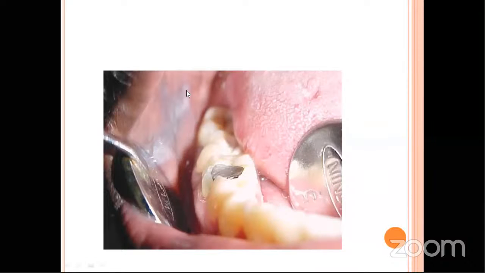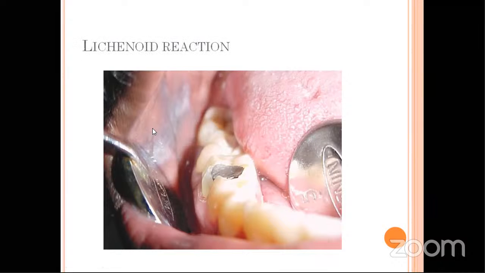So here is an image-based question telling that there is an amalgam restoration, and followed by the amalgam restoration, there is discoloration of the mucosa. Okay. So it is a lichenoid reaction. That is, a reaction similar to lichen planus, but it is not an autoimmune cause. Because of the amalgam, it is called a lichenoid reaction.